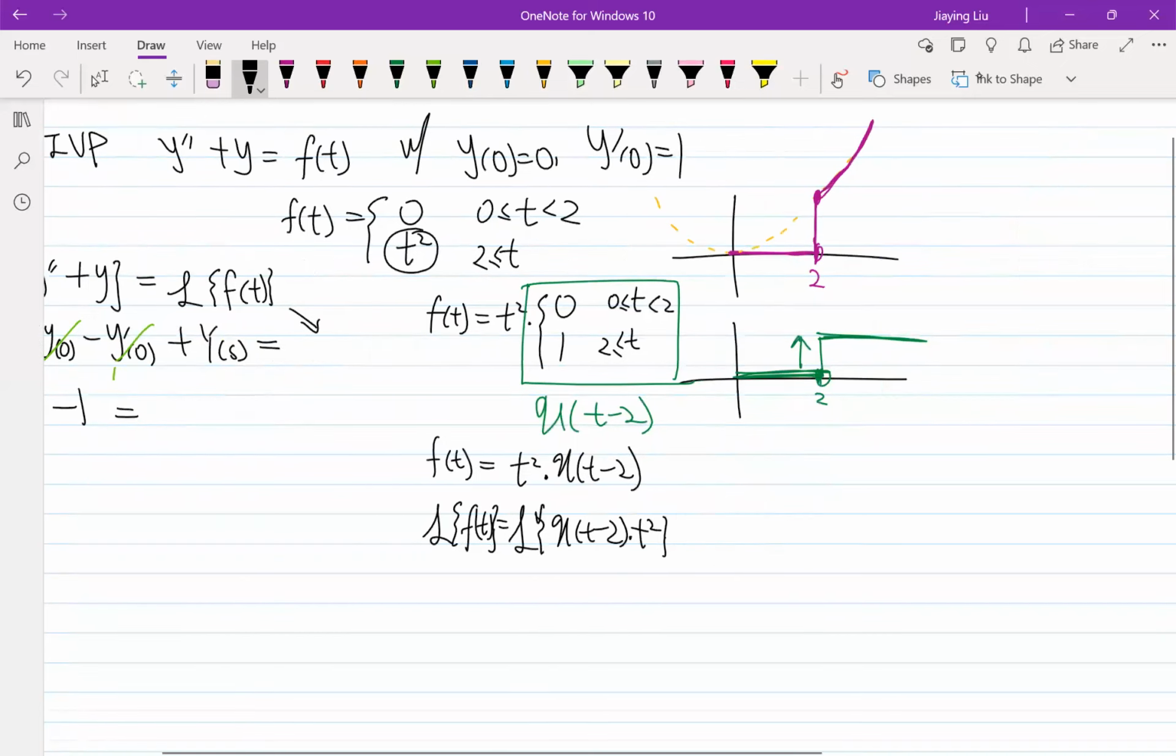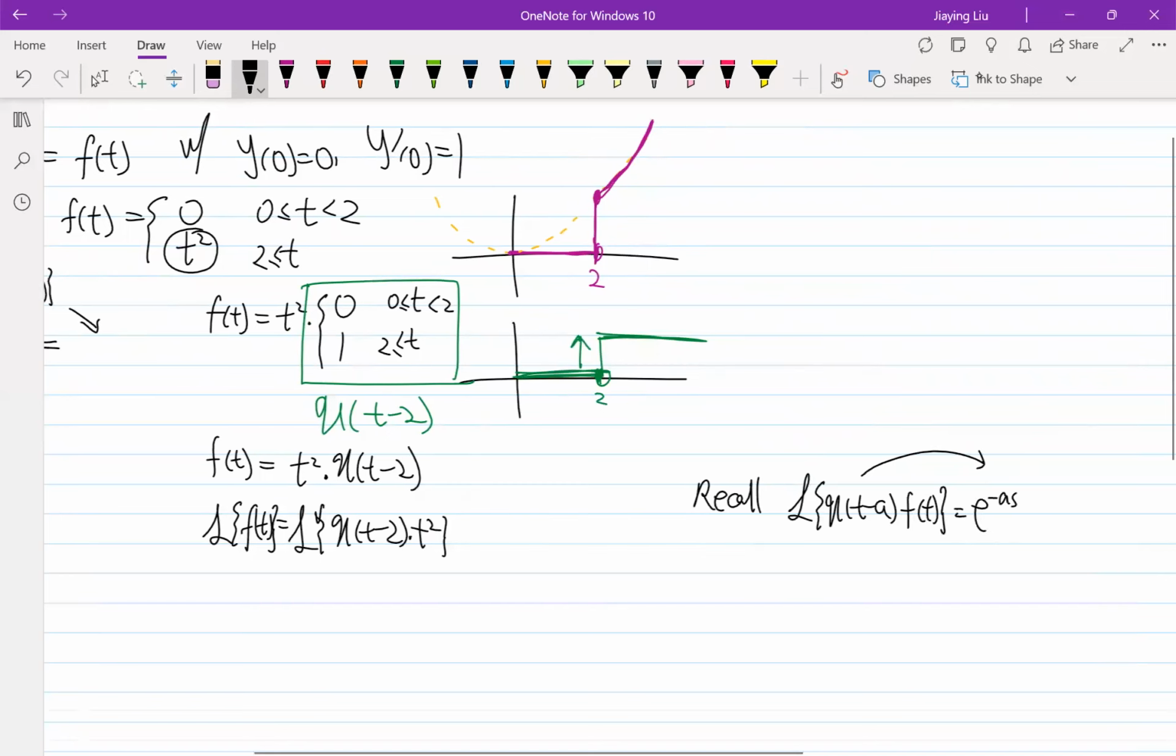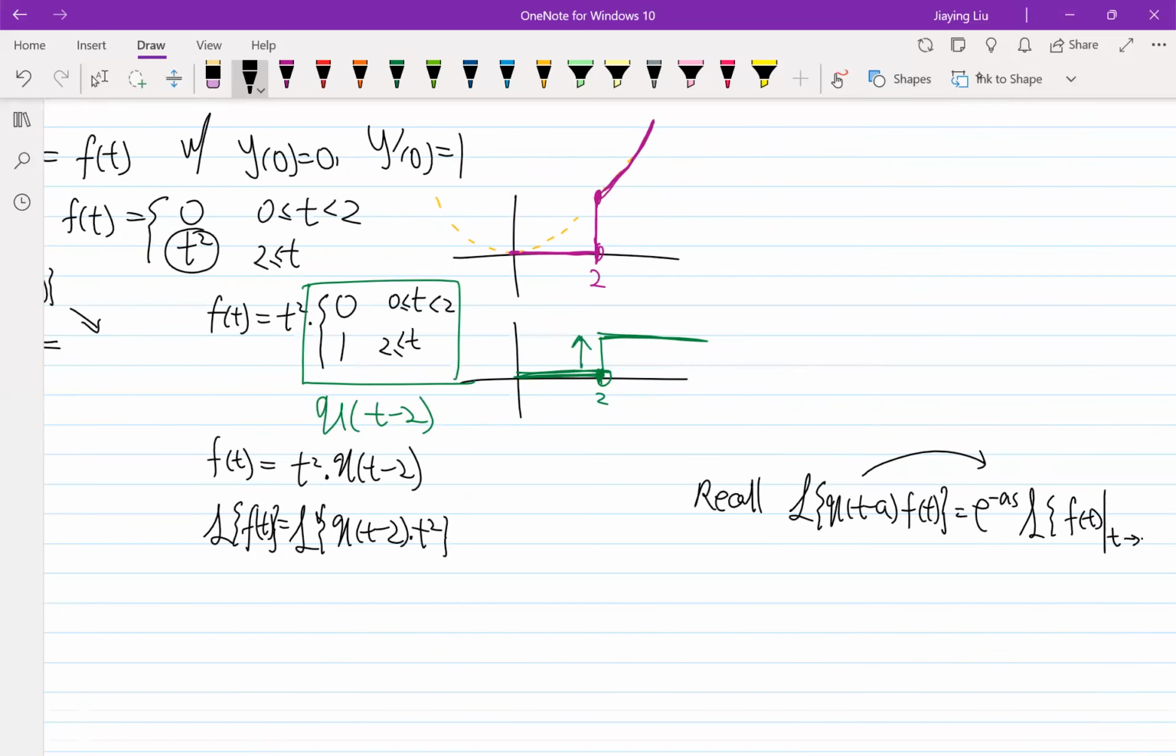And then we can use the rule we talked about last time. Just recall the t translation rule: if we have the Laplace transform of u(t minus a) f of t, the u part will give us the e to the negative as. And then we take the Laplace transform of f of t, but with t being replaced with t plus a. So that's the extra work we have to be mindful of.